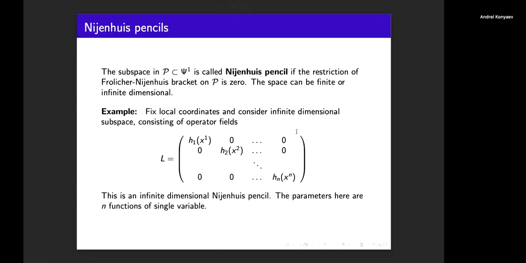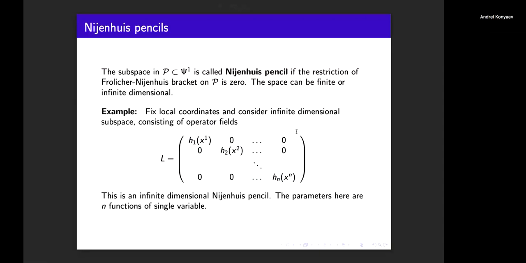Okay. So what is a Nijenhuis pencil? A Nijenhuis pencil, similar to the case of a Poisson pencil, is a subspace in the space of vector valued differential forms, one forms, that is just operator fields, such that if we restrict the Frölicher-Nijenhuis bracket onto this subspace, then it is zero. The subspace itself can be finite dimensional or infinite dimensional. That is important. We will see that both cases are important.